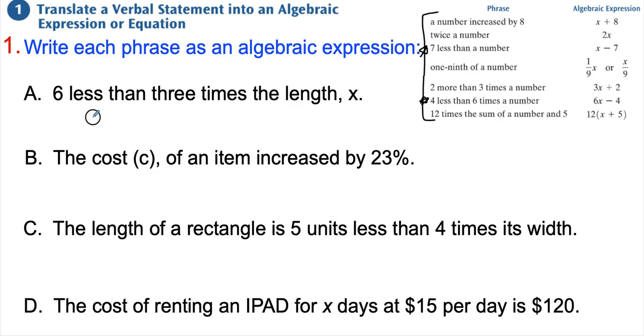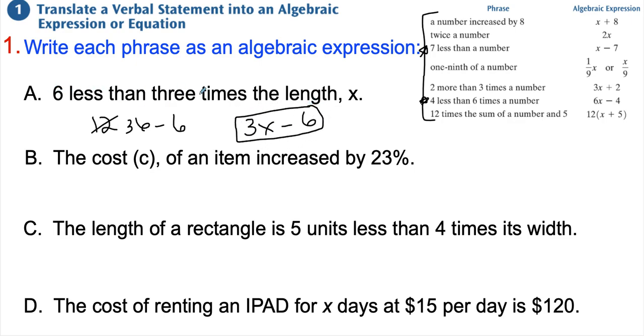So let's say our length is 12, okay? And we want 6 less than 3 times 12. So it's like, all right, 3 times 12, that makes that a 36. We want 6 less. Oh, okay, we're subtracting 6. That should be how we write it. Right, so it'd be 3 times x minus 6, because we're subtracting 6 from it. Okay?